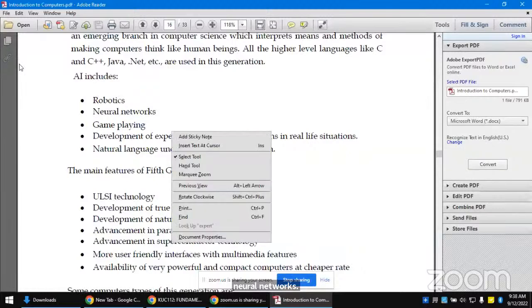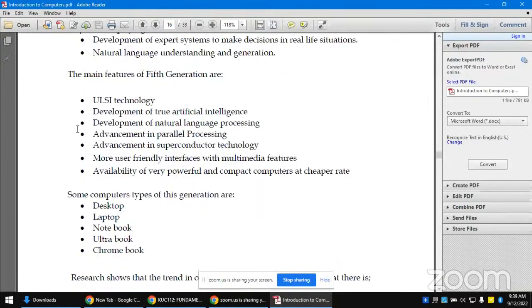For the main features, as we alluded to earlier, you have to look at the features again. Here we have ULSI, which is ultra large scale integration technology, development of true artificial intelligence, development of natural language processing, advancement in parallel computing, advancement in supercomputer technology, more user-friendly interfaces with multimedia features, and availability of very powerful and compact computers at cheaper rates.